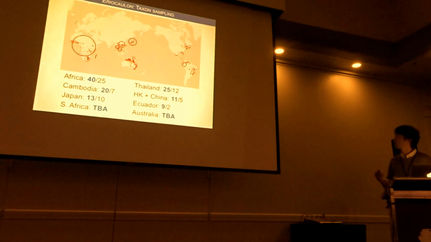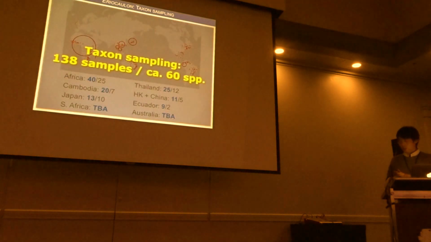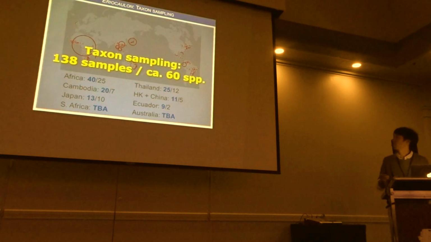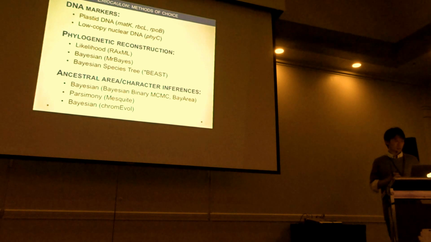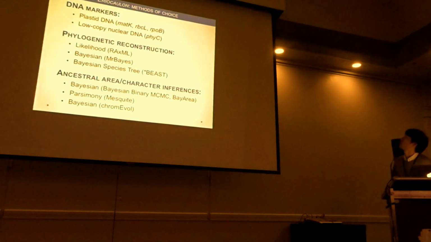person from Denmark, Aarhus University. And we do have collaborators in South Africa and Australia. Then these specimens are to be added in the future, not today. So in total, our taxon sampling covers 138 specimens, representing around 60 species, not 400 unfortunately.